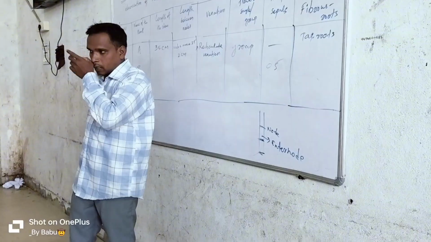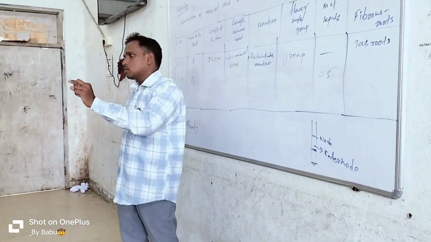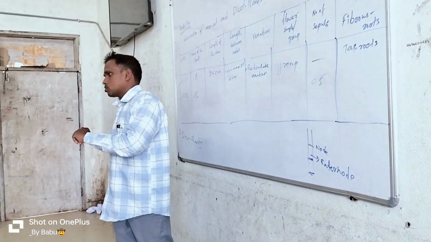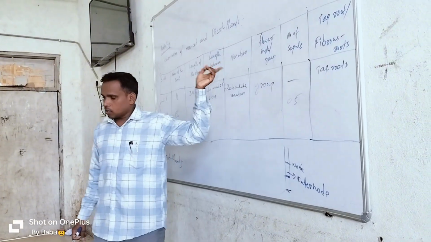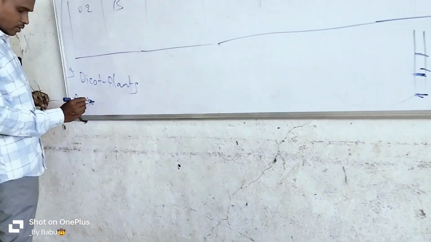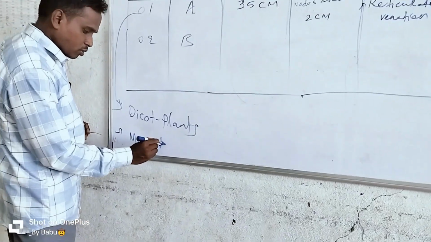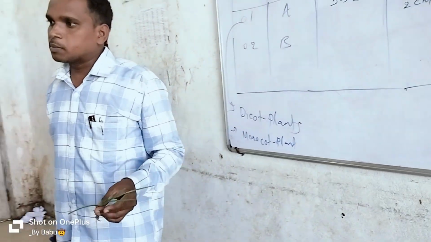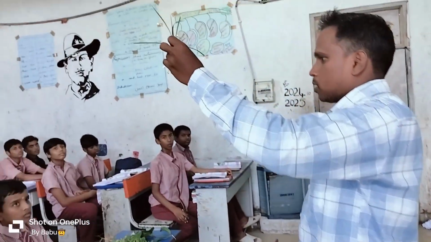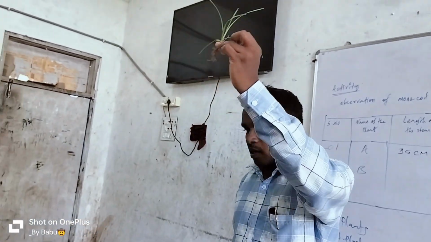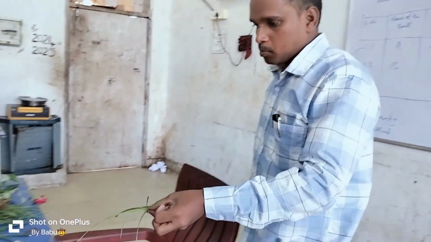And in the previous class, I already told you that in dicot plants the seeds can easily be broken into two equal halves. Okay, those are the characters. And now I am giving the monocot plant. Now you observe the characteristics of the monocot plant. This is a grass plant. Now you observe the grass plant characters, and you have to tell me what you observe.